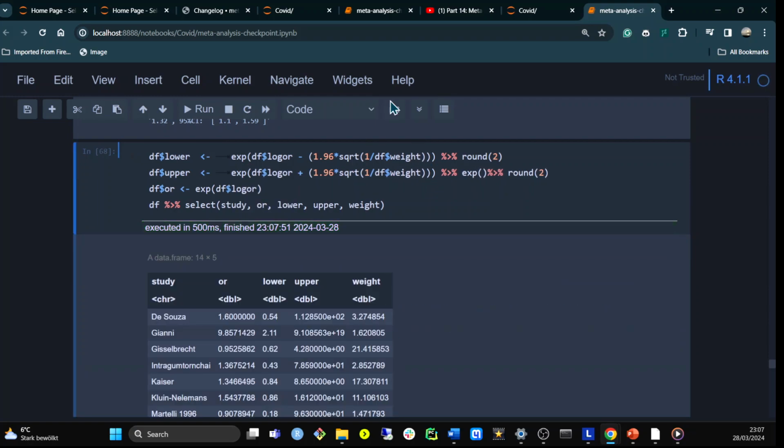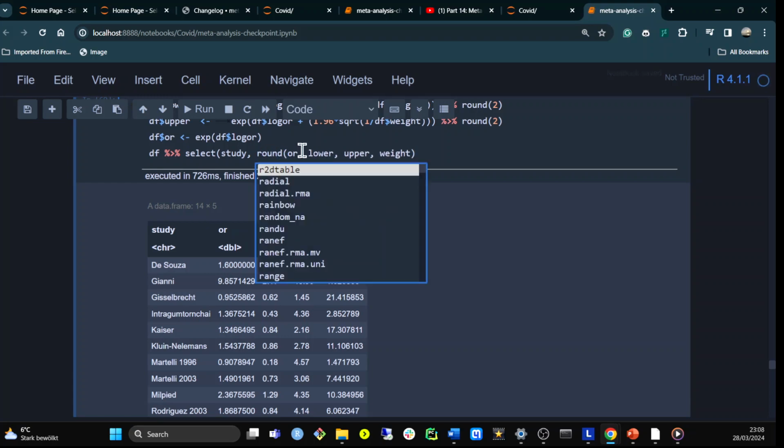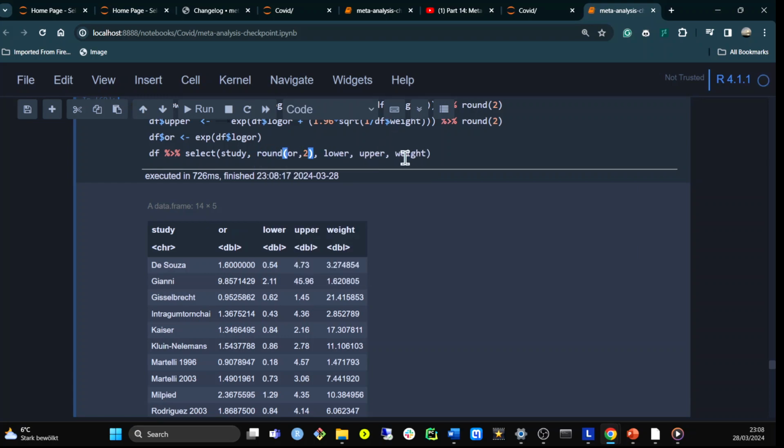Now I should get the confidence interval values. Okay, let's take some error. Yeah, because I'm calling another exponent here. So now I should get everything. Yeah, now I have the odds ratio. I can also round that one to 2 significant digits. Yeah, here, let me round it here. And then maybe the weight also, we can round it. And then maybe we can multiply it by 100, to get it in percent, so to say.